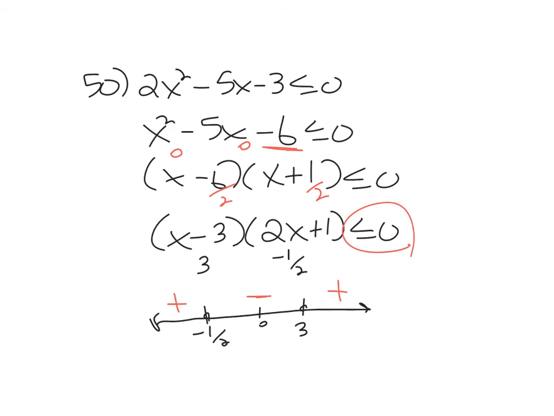Now, this was less than. I'm looking for less than. It's in between here. So I'm going to put negative 1/2 is less than or equal to x, less than or equal to 3, because that's where I shaded. That's where the negative sign is. And I'll put the equal to there, less than or equal to, because that's what was in the problem.